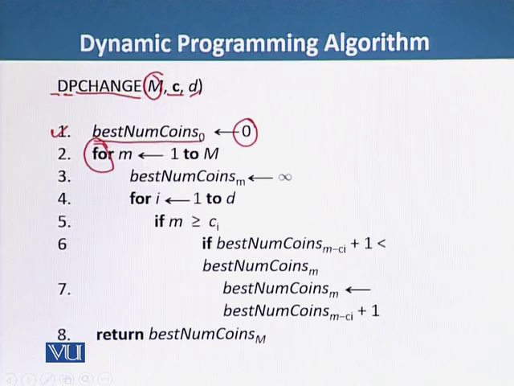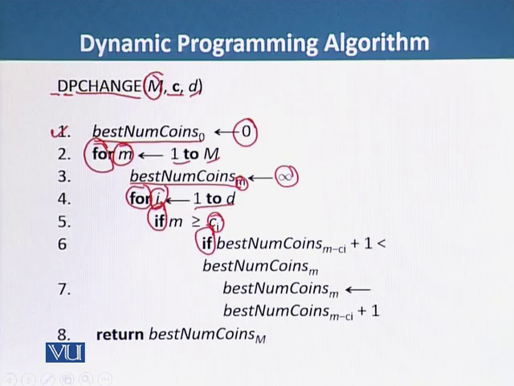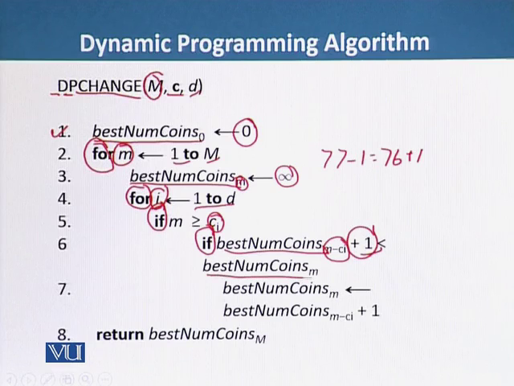In the second step, a for loop will apply and we assign the value 1 to small m. Then we set the best number of coins for m to infinity. Then a for loop will apply, as we have also seen in the previous recursive algorithm, and we assign the value 1 to i. An if condition will apply: if m is greater than or equal to ci, then we check whether best number of coins of m minus ci plus 1, as we have seen, 77 minus 1 cent gives 76, plus 1, is less than best number of coins of m. If so, we assign this value to best number of coins of m, and we return best number of coins of m.